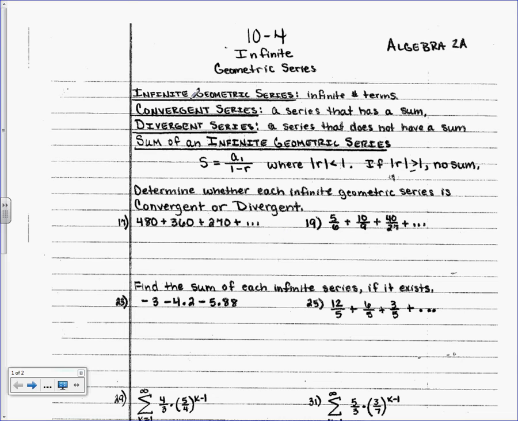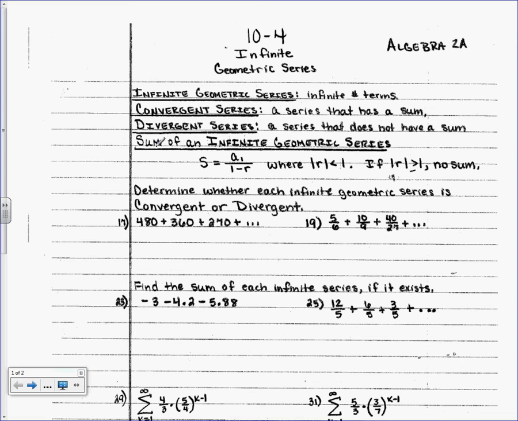So infinite, you should know by now, infinite geometric series is an infinite number of terms. Do you see how all of these have a dot, dot, dot at the end? That's to let you know that they continue forever, okay? They don't stop. Convergent series is a series that has a sum. Divergent series is a series that does not have a sum.